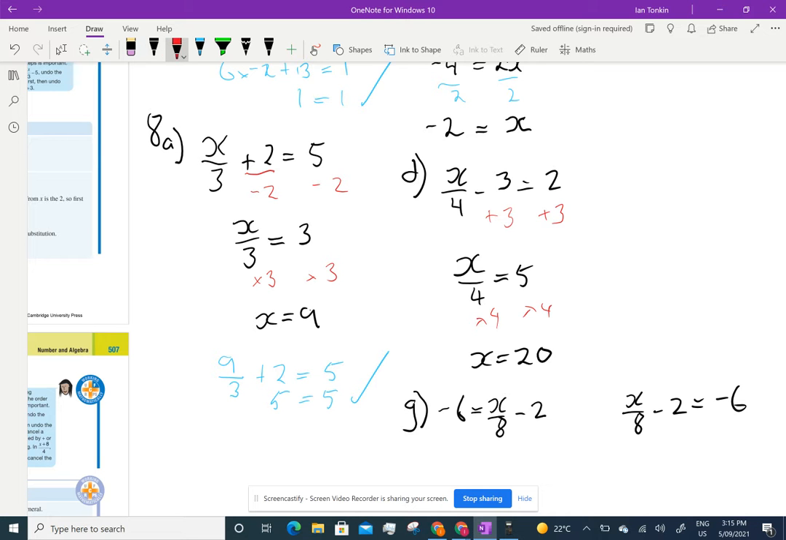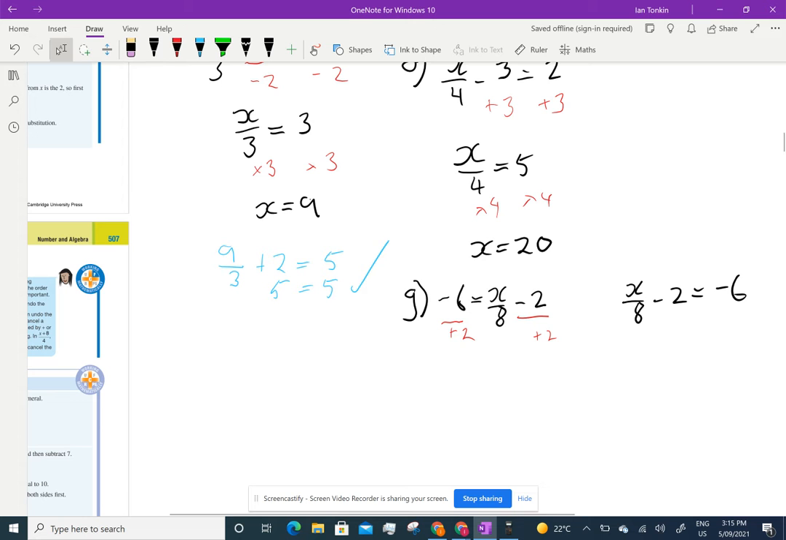Well, the first thing I'm going to do is get rid of this minus 2. So I'm going to plus 2 and plus 2. Again, I would use my calculator, but you will find that you will get negative 4 equals x on 8. And now I've got to get rid of that 8. So I'm going to times by 8 and times by 8. And I'm going to get negative 32 equals x.